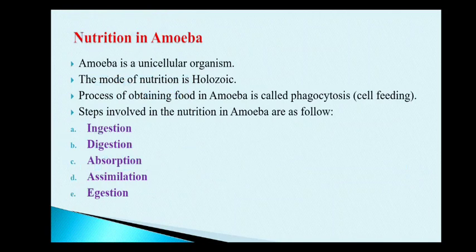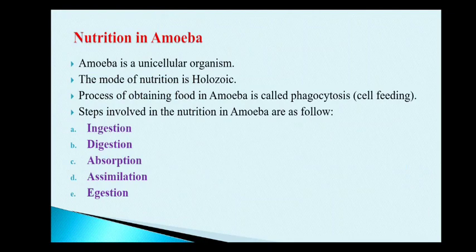Our next topic is nutrition in amoeba. As we already know, amoeba is a unicellular organism. Basic information of amoeba is written here. Amoeba is a unicellular organism. It means it has a single cell only. The mode of nutrition in amoeba is holozoic. So it takes in complex food and converts this complex food into simple food with the help of digestive enzymes. The process of obtaining food in amoeba is called phagocytosis.